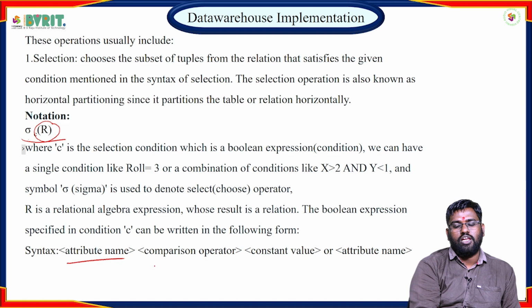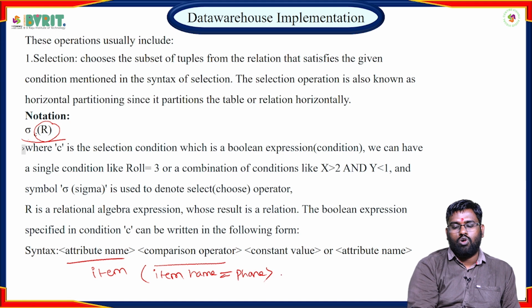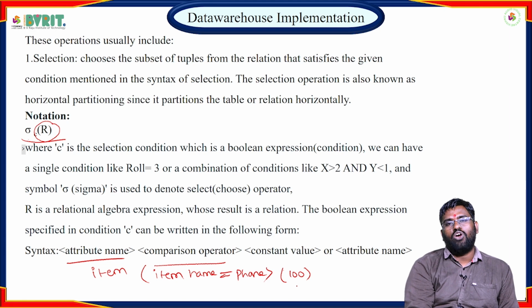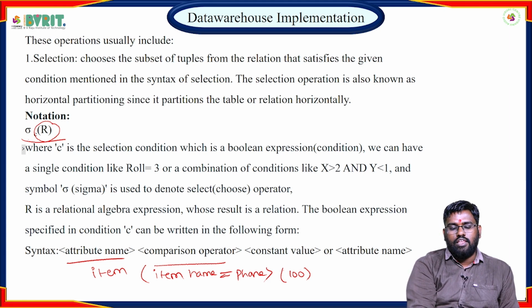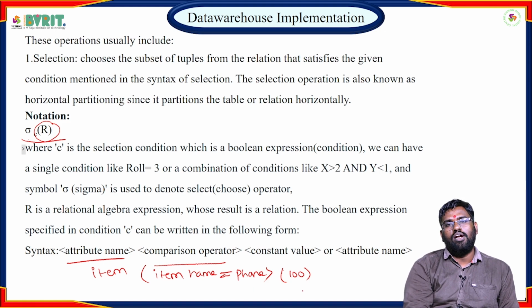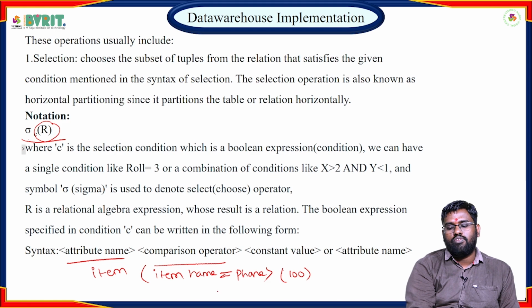This is the attribute name, comparison operator. For example, the attribute name is item, and the comparison operator, for example, item name equal to phone, with a constant value, for example, 100. Like this we have to initialize the conditions. So in the item attribute, where the item name is phone with the value 100, that value will be retrieved. That is called selection. Based on the condition and the value we give, they need to retrieve the values. So that is about selection.